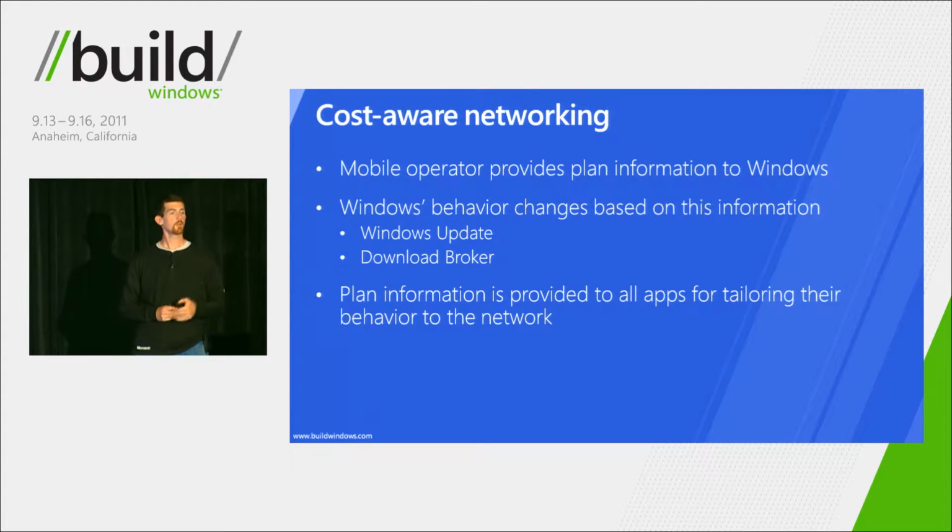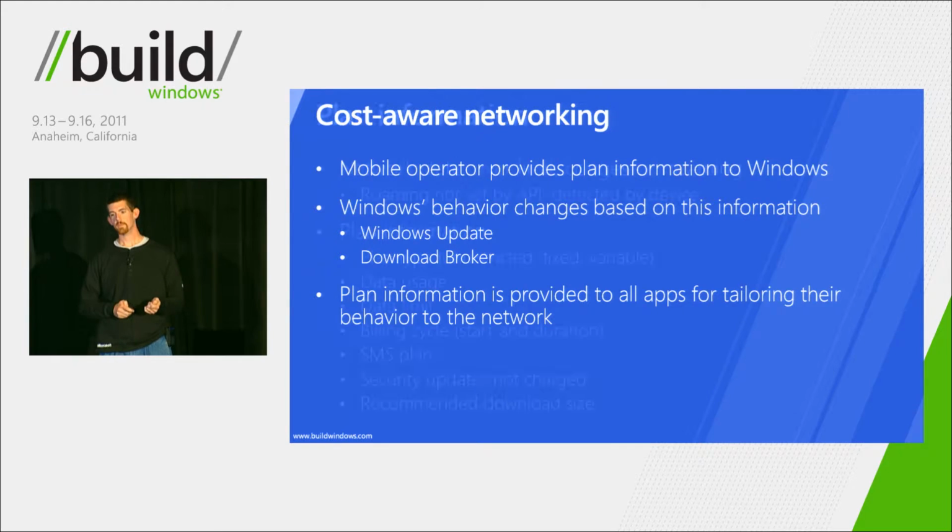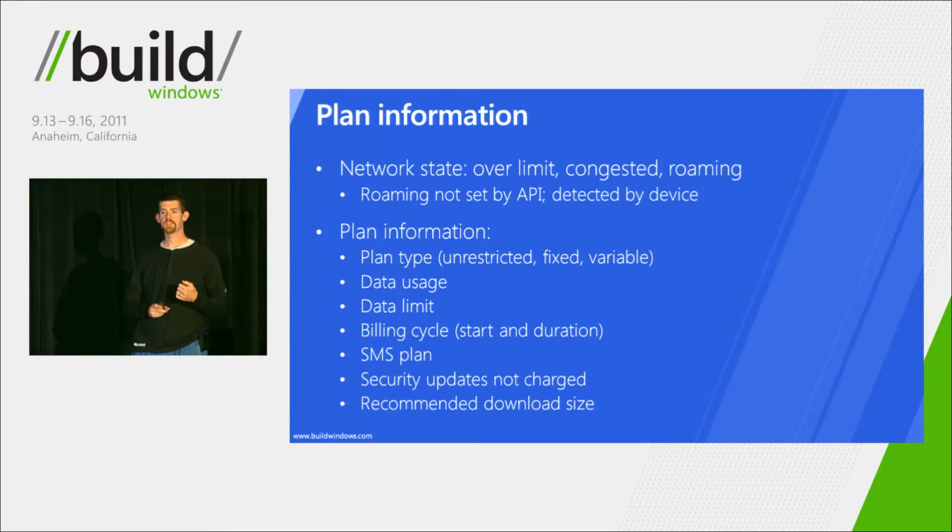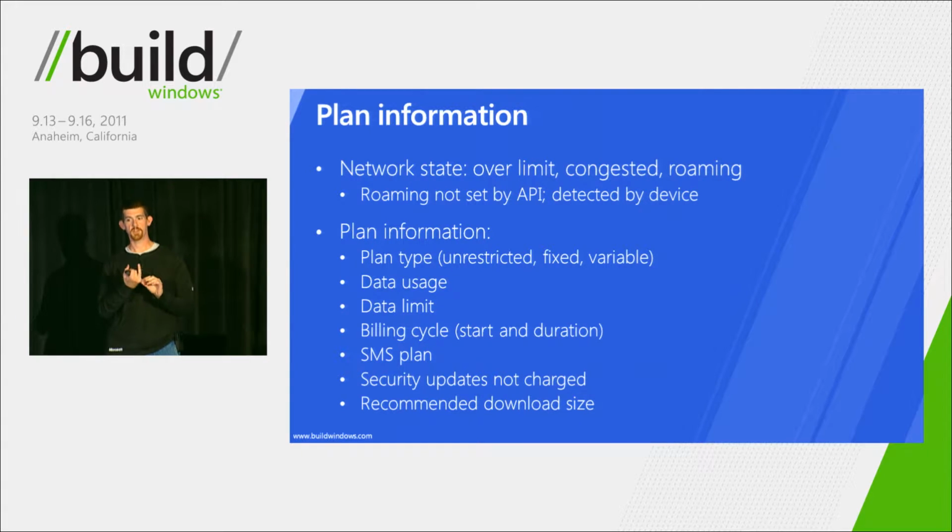And for apps that handle their own connectivity using sockets or HTTP requests, the plan information is provided to all apps, which means both Metro-style and desktop apps, so that they can adjust their own behavior to be appropriate to the network. So plan information consists of, first off, the network state. So we would want to know whether the user is over their limit, whether the network is congested. Say, for example, there's an extremely large conference talking about mobile broadband and handing out free devices with AT&T SIMs, and the network is getting somewhat congested.